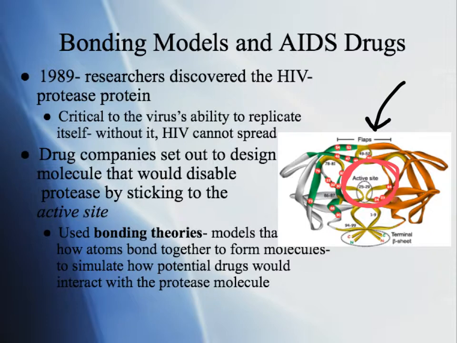What they did was use what we call bonding theories, which are basically models that explain how atoms bond together to form molecules. They used these bonding theories to simulate how potential drugs would interact with this protease molecule. They asked, what if we made a molecule that looked like this? How would it react with the active site of this protein? They used these bonding theories to figure out which molecule would best bond to the active site, shut down the protein, and so the virus cannot proliferate inside of the body.